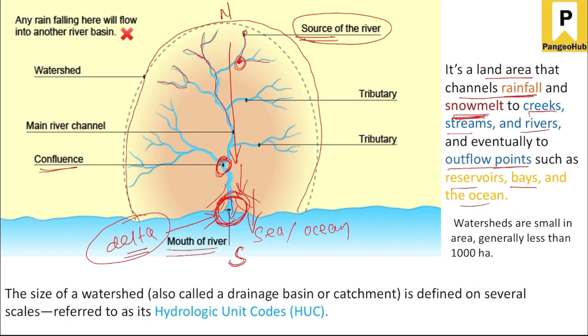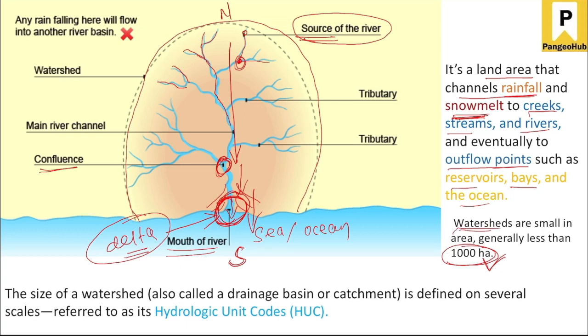It is not necessary that every watershed will directly join into a sea or ocean, because according to the nomenclature or classification, watersheds are generally very small features. They cover an area of around 1000 hectares. So if a river system covers an area of less than 1000 hectares, then that is called a watershed.